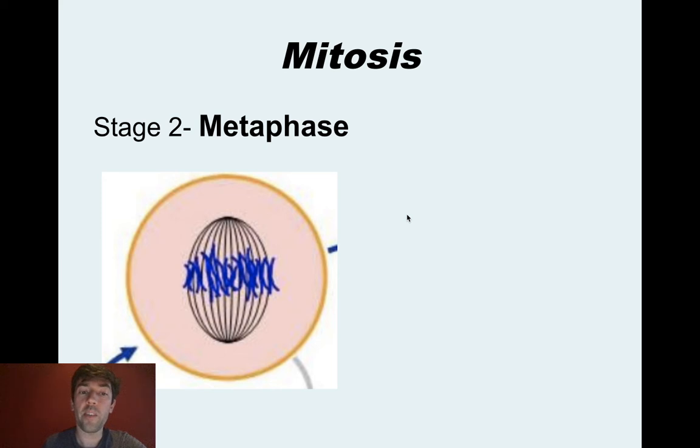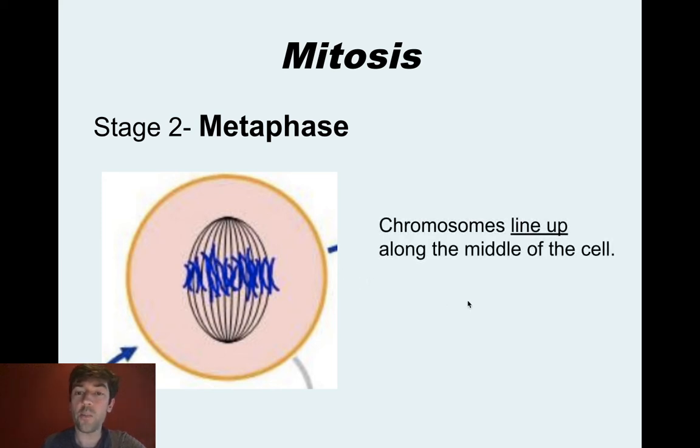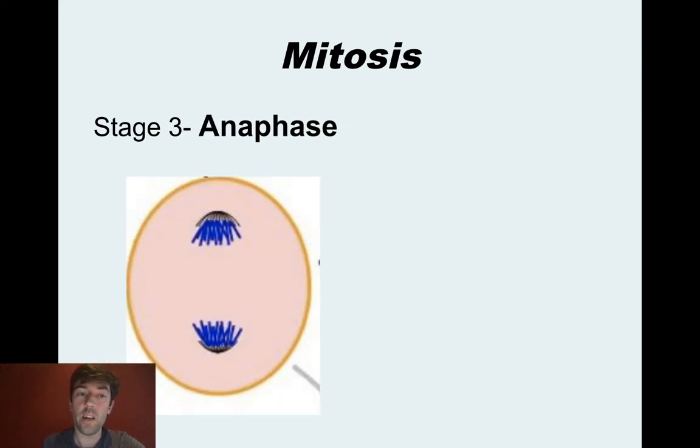Stage 2 is metaphase. You can see something weird is going on with the DNA here. So the chromosomes line up along the middle of the cell. And then the next phase is anaphase. You can see they've kind of split apart. I think you can probably predict why that's happening.